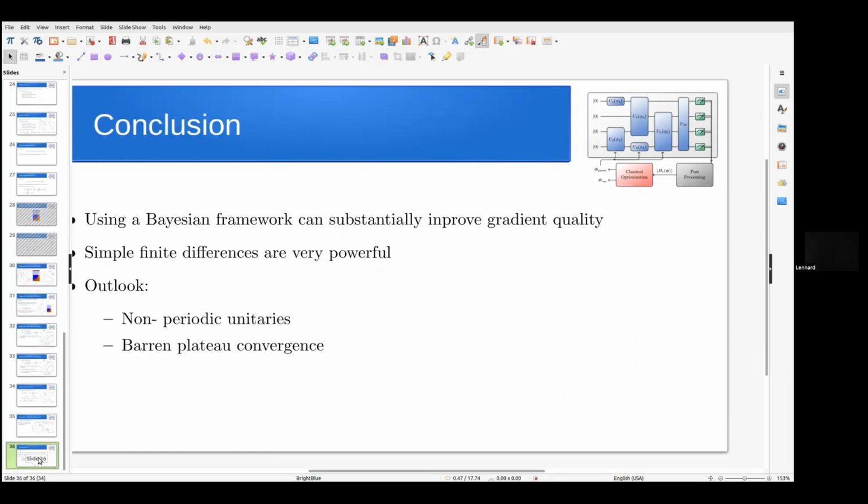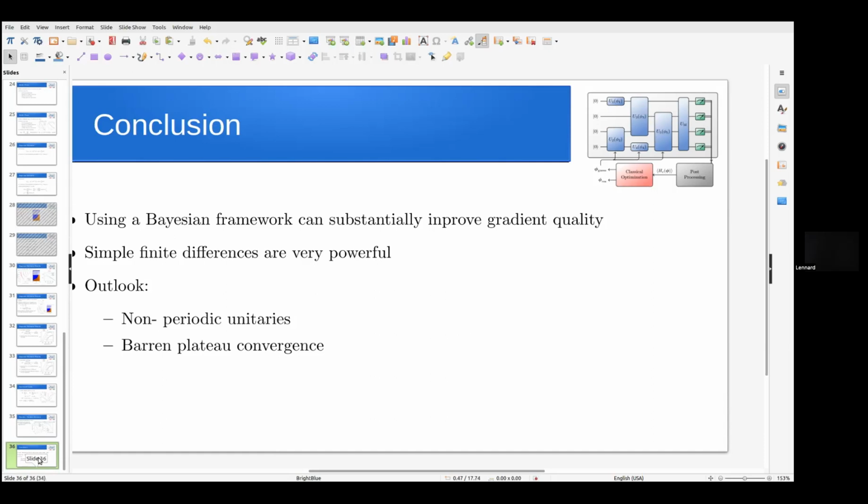So, my conclusion. Using this Bayesian framework, while being a bit not that well defined, has the potential of saving a lot of measurement rounds. In some form, it really does improve gradient quality. Also, what we've shown is that it's probably too fancy to use, but it gives us a strong indication that using finite differences over trying to accurately find the exact gradient will always be better for practical purposes.